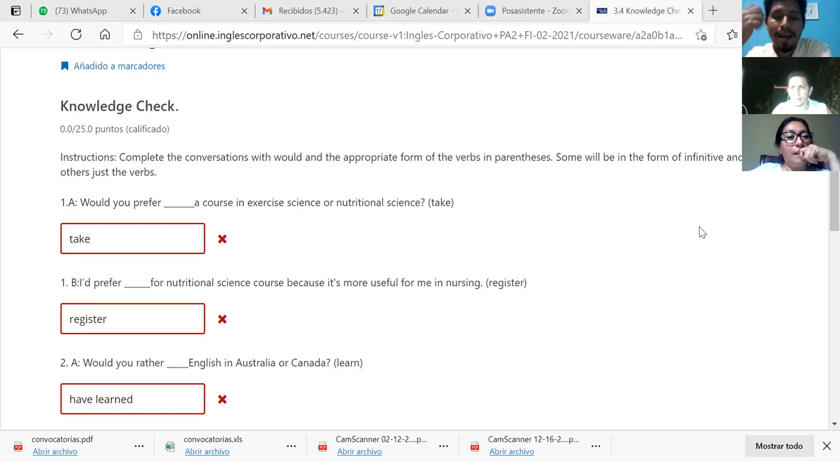The first thing that we have to remember is that when we use prefer, we have to use the infinitive. And how can we construct the infinitive? What is the infinitive of take? Taking. No, the infinitive of take. Take is take. To take. Exactly. Try it now.